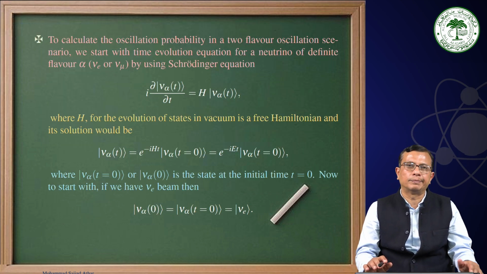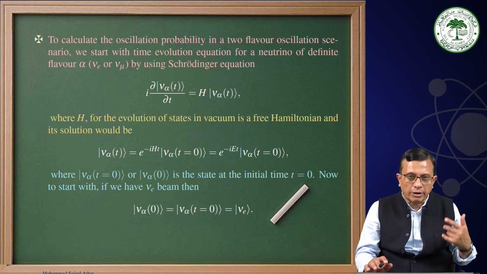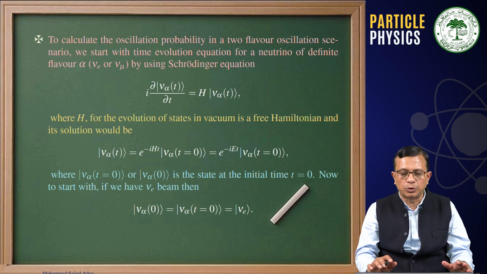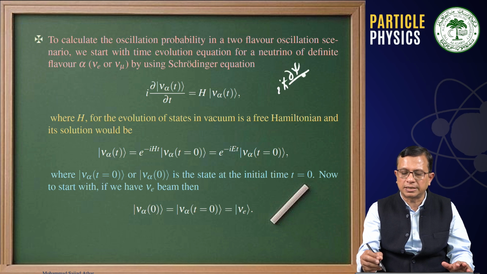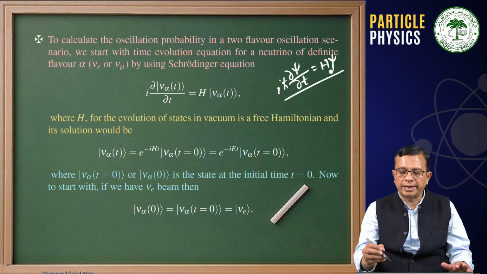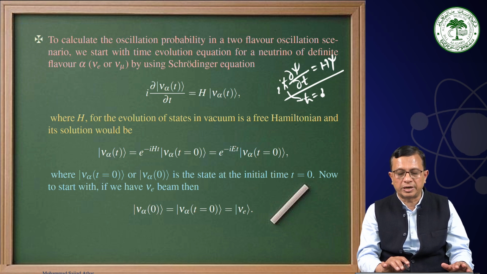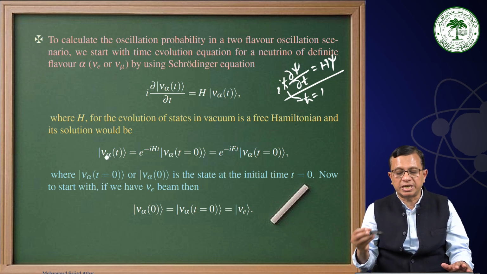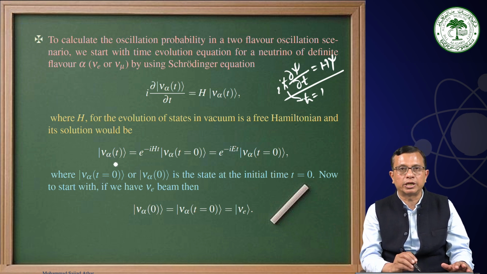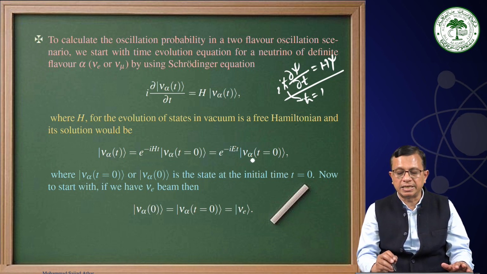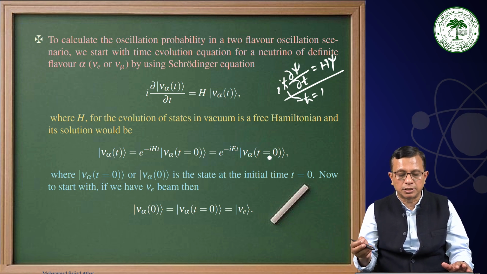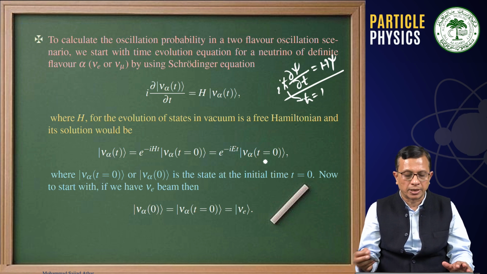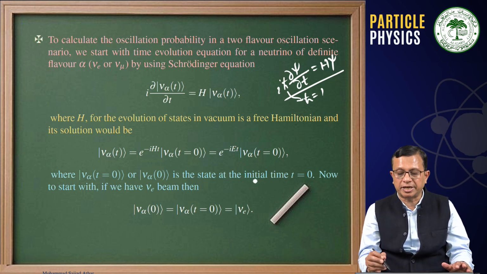Now, since oscillation is a quantum mechanical phenomenon and we are generalizing the scenario, I am using the evolution equation of quantum mechanics, that is nothing but the time dependent Schrodinger equation. Remember, this is given by i h cross delta psi by delta t is equal to H psi, and since we are working in natural units, h cross is equal to 1. That is why I am writing it as i delta nu alpha t by delta t is equal to H nu alpha t. Then for the evolution of states in vacuum, we have a free Hamiltonian, and its solution will be nu alpha t is equal to e power minus iEt nu alpha at t equal to 0. Because the potential is 0, we have just e power minus iEt, where nu alpha 0 is the state at the initial time t equal to 0.